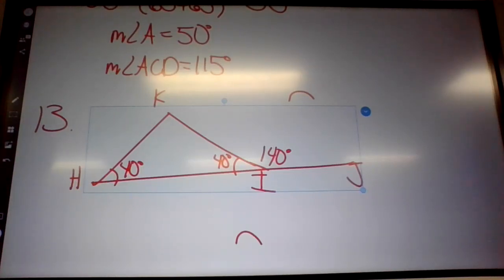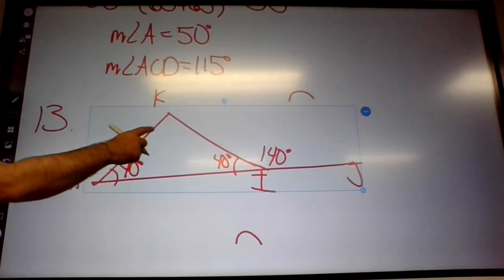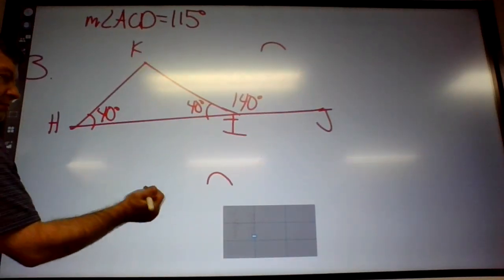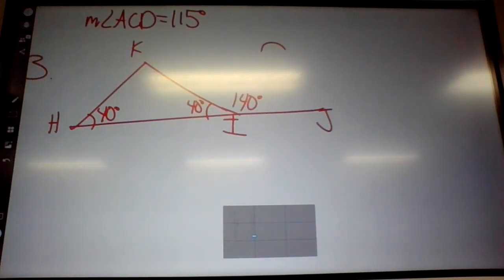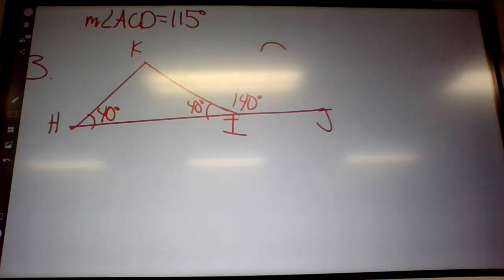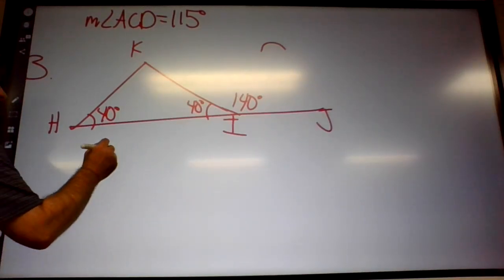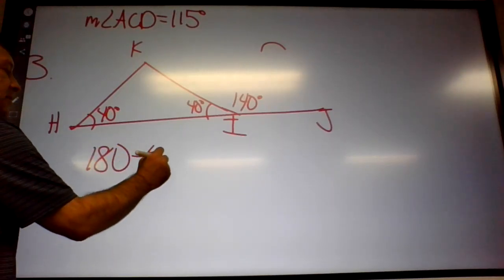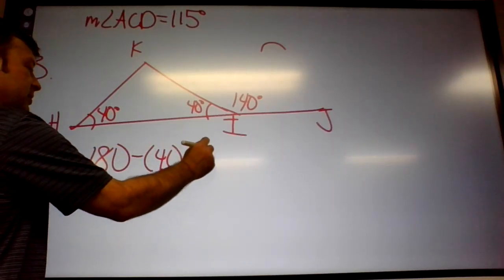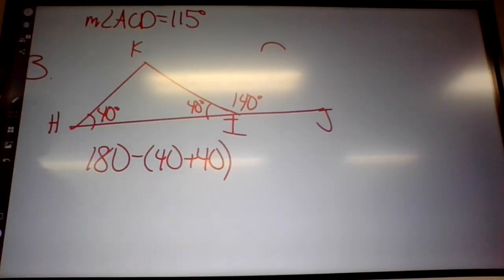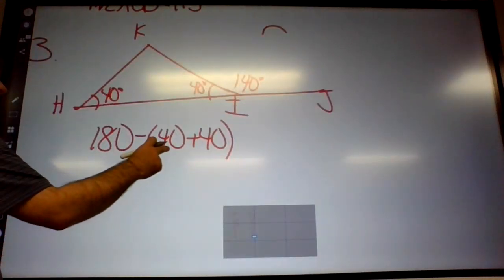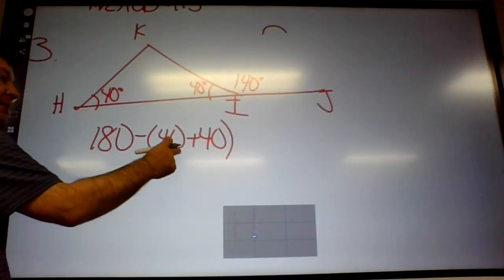Okay, Luke, how could I find angle K up here? Do 40 plus 40, and subtract that from 180. Yeah. 40 plus 40, take that away from 180. So that 40 and 40 are 80. 180 minus 80.